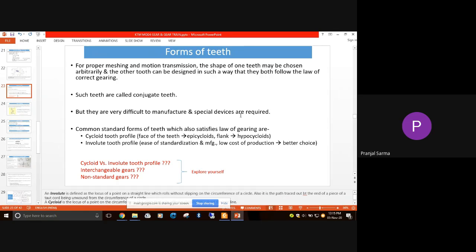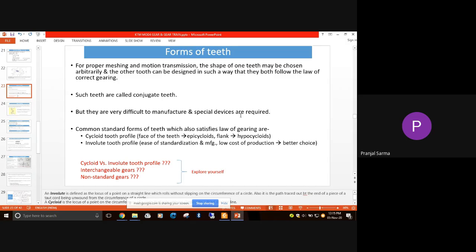There we have discussed also about the law of gearing. From there, we have seen that along the common normal, we don't want any relative motion between the two meeting gear teeth, and that sliding velocity is actually expected along the common tangent. Later on, we have also found out the expression for sliding velocity.